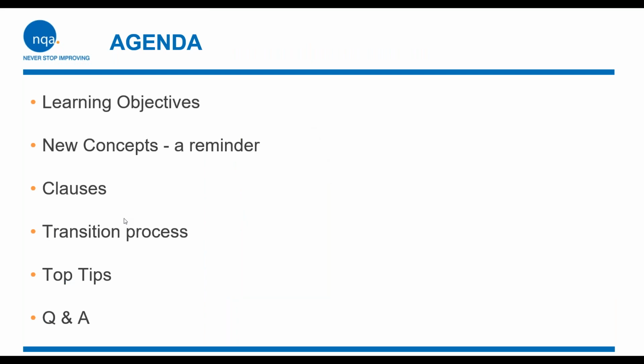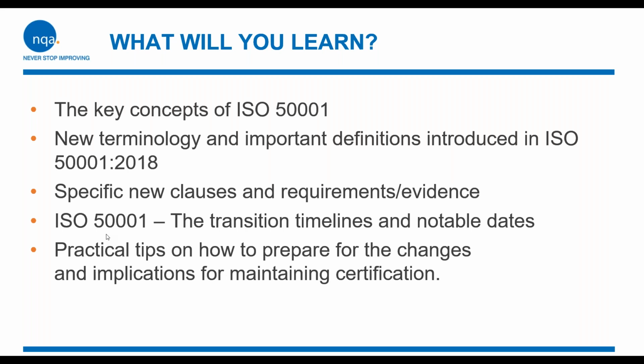So without further ado, what we're going to do is go through a little bit about the standard itself, some of the new concepts that this newish standard, obviously it's 3 years old now, the 2018 version of 50,001, has. We're going to go through some of the concepts in there, have a look at the clauses, have a look a little bit at the transition process, and a little section at the end on top tips. So hopefully what you're going to learn is what 50,001's all about, some new terminology, important definitions, the clauses, that's the main bit we're going to have a look at, and a little bit towards the end on preparing for the changes.